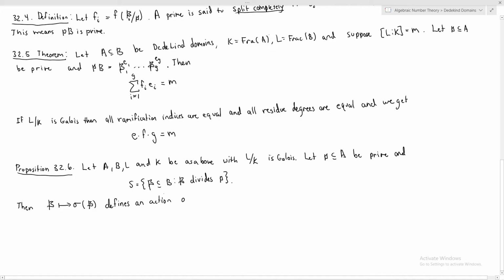And it's not just any action. In particular, this action is transitive. It defines a transitive action, let's say on S. And this action, again, will be useful later in the course. But it's going to be first useful for proving this theorem, in particular this fact that all the ramification and residue degrees are equal.